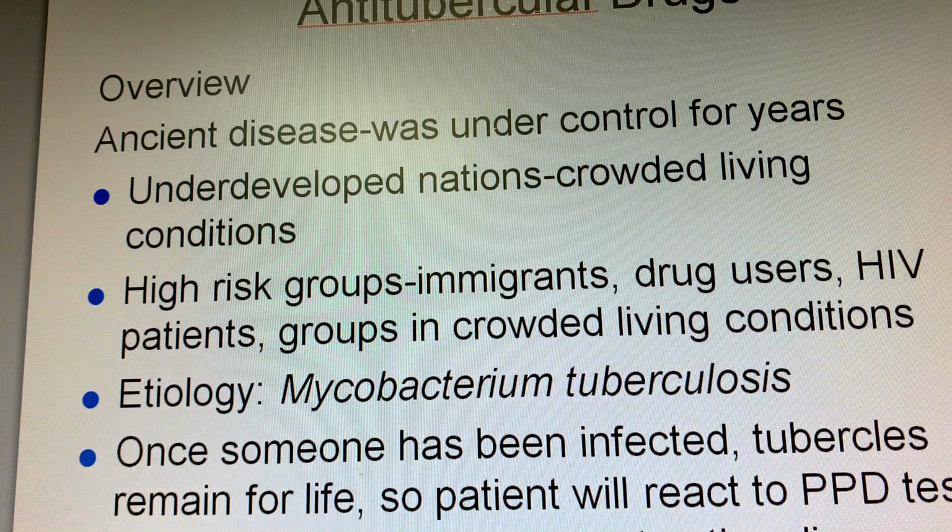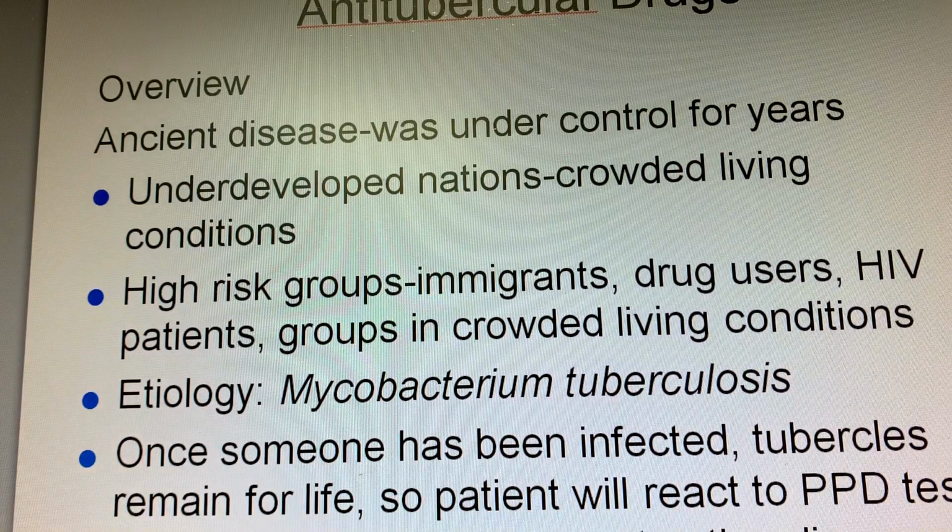The etiology of tuberculosis is a bacteria known as Mycobacterium tuberculosis, or M. tuberculosis. Once a patient gets TB, parts of the bacteria called tubercles remain in their system for life, or remain in their immune system. And so if you give a PPD test, purified protein derivative, where part of the cell membrane from M. tuberculosis is injected under the skin, the patient's always going to react. So the PPD test that we as healthcare providers have to get every year is not looking for active disease, it's looking for exposure. And so if you react, then further tests have to be taken.